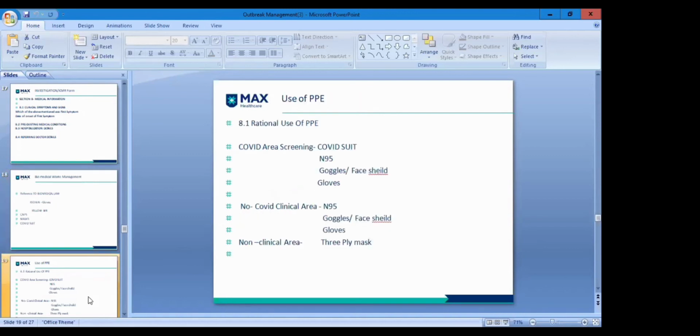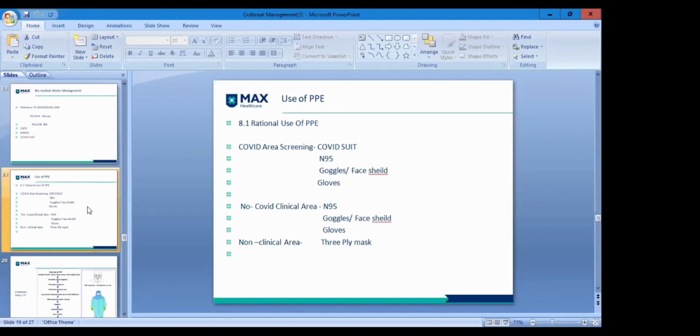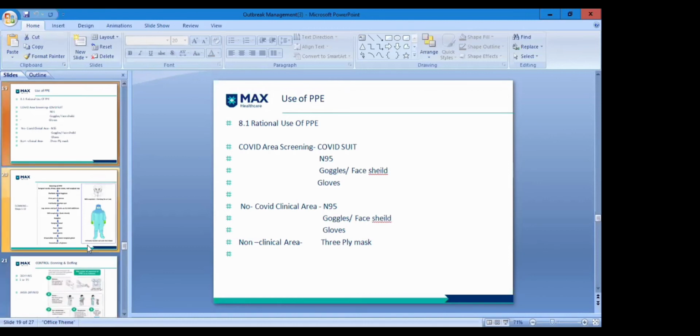Rational use of PPEs was defined. So COVID area screening will have a COVID suit, N95, goggles, face shield, and gloves. Non-critical areas will have N95, and non-COVID clinical areas would have N95, and non-clinical areas they would have a mask. So we had policies according to this only, that a 3-ply mask will be used in non-clinical areas.